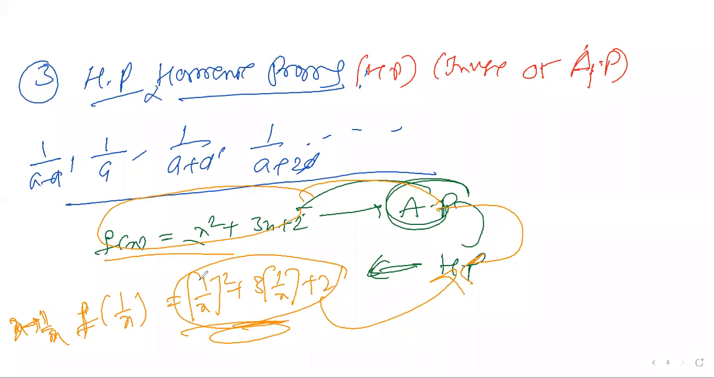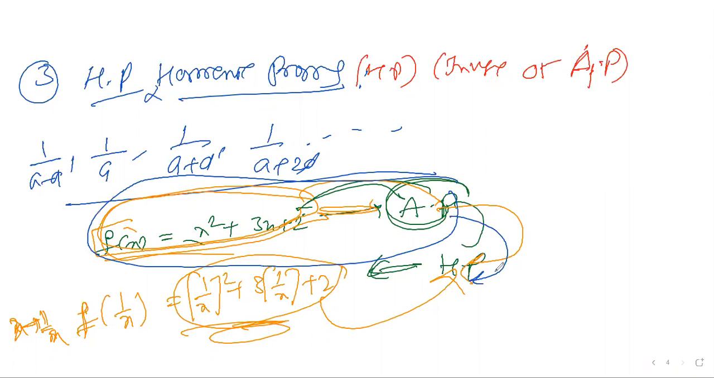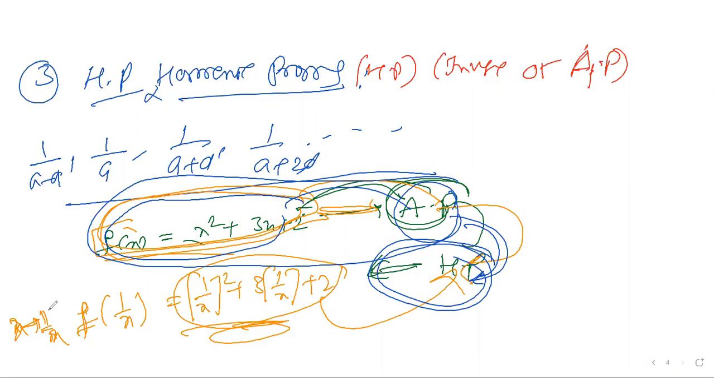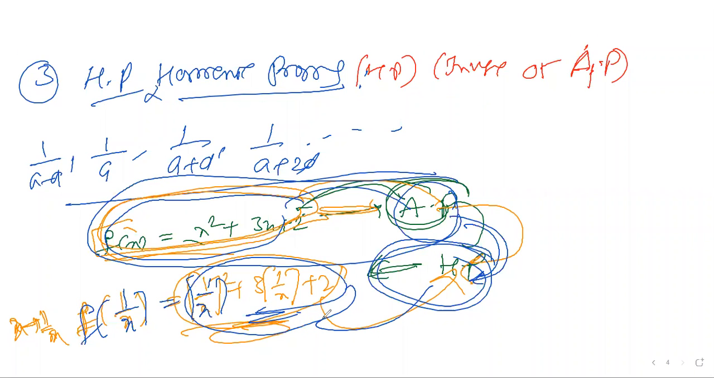So once again, suppose f of x is a function in AP. If you want the function in HP, you have to replace f of x by f of 1 by x. Where x is there, you need to put 1 by x. You need to replace it by 1 by x. Got it. This equation now becomes HP.